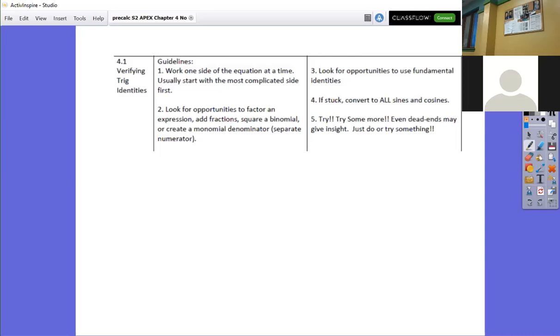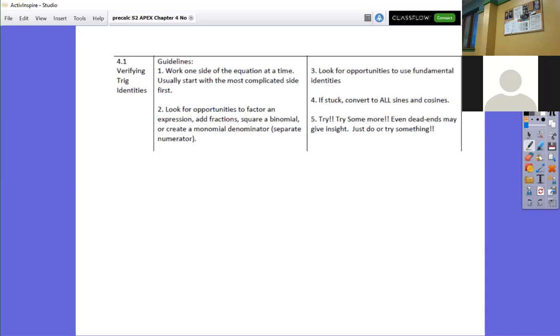So we're going to be doing proofs, and our guidelines: we're going to work one side of the equation at a time. It doesn't matter which side you start with, but usually start with the more complicated side because sometimes you do not have to work both sides. One of these is pretty complicated today, and we will have to work both sides.